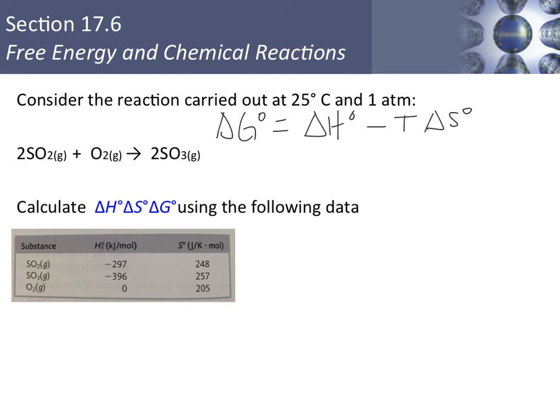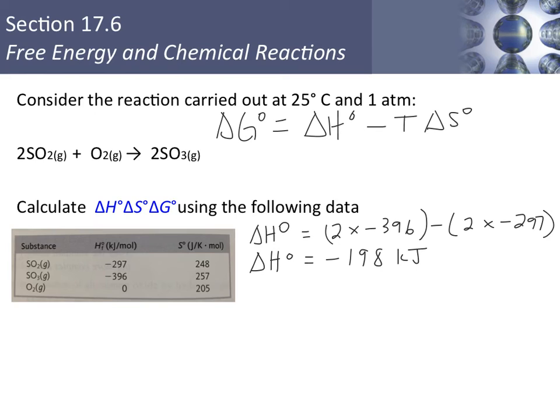Now let's be a little bit more quantitative with our equation. We are going to calculate the standard enthalpy change, standard entropy change, and standard free energy change for this reaction that's given using the following data. Let's calculate the standard enthalpy change first. We'll take the sum of the heats of formation of the products and subtract the sum of the heats of formation of the reactants, shown here. The answer is negative 198 kilojoules, which I will now put in for my standard enthalpy change.